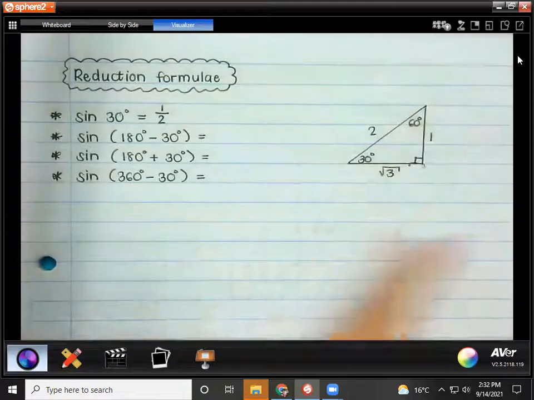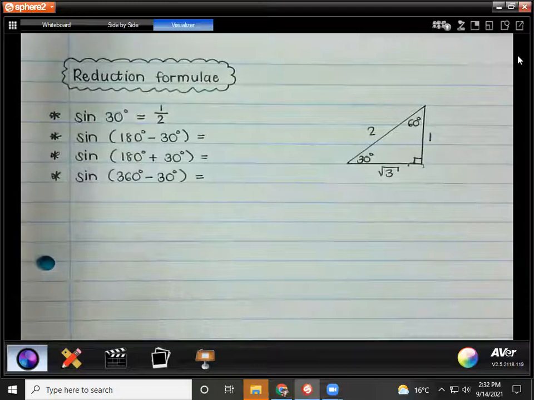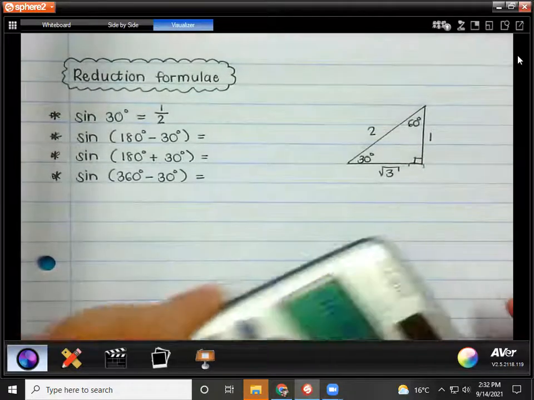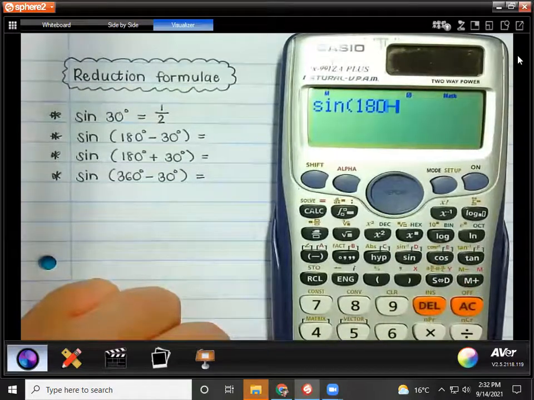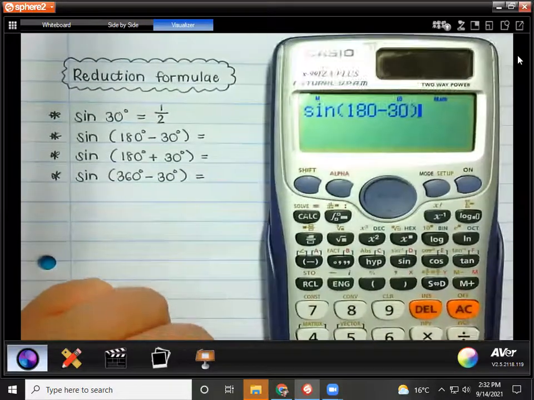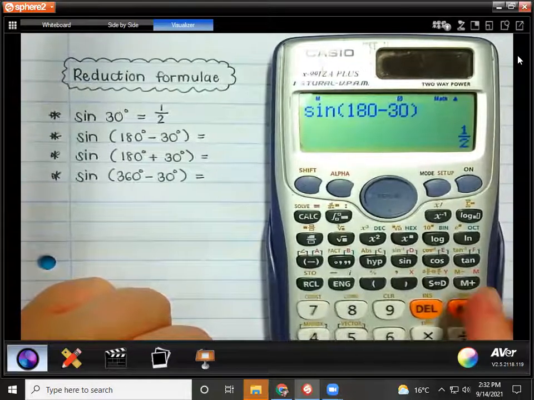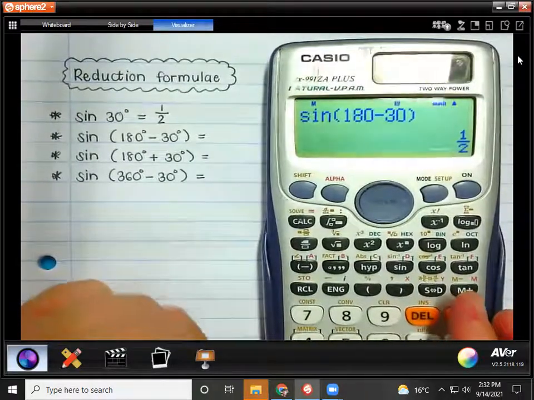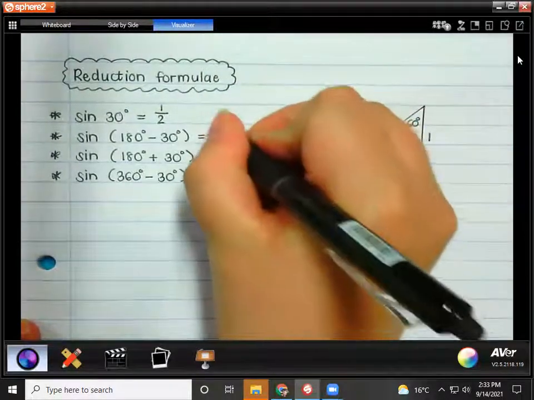You would draw your special triangle that you have to know off by heart, and then you read it off from there. Now, guys, if we're doing the next one, sine of 180 minus 30, what is 180 minus 30? 150, hey? So we could have just typed in 150. Do we see that we're getting the same value? That is also positive a half.